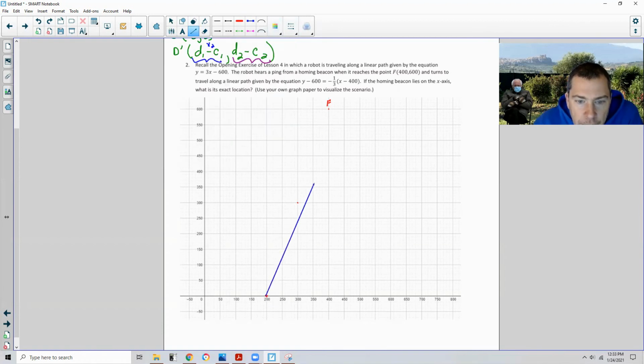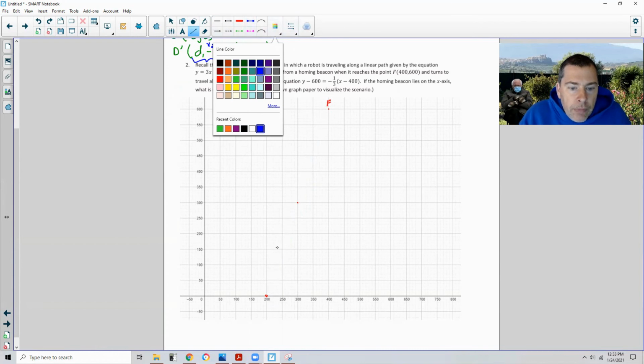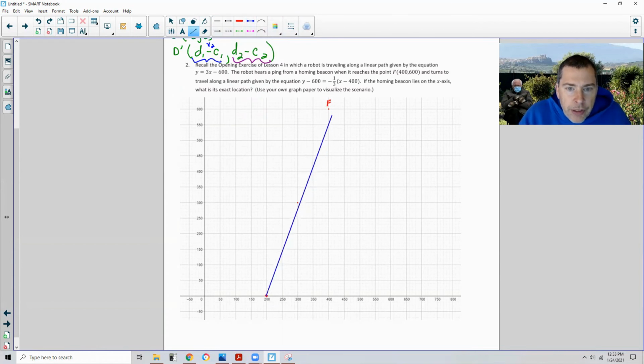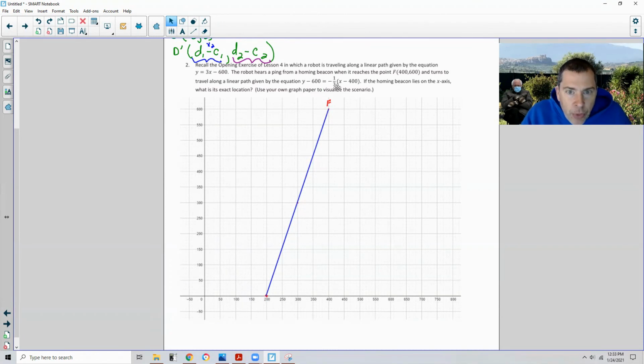Let me just draw this. Whoops, I did not want an arrow. I want a segment. So we're going from here to here, and that would continue down until it got to the point 0, negative 600, because we'd go down another 300, it would be negative 300 over at 100, negative 600 over at 0. So this is the path it's traveling, and when it gets to the point F, it hears the ping.